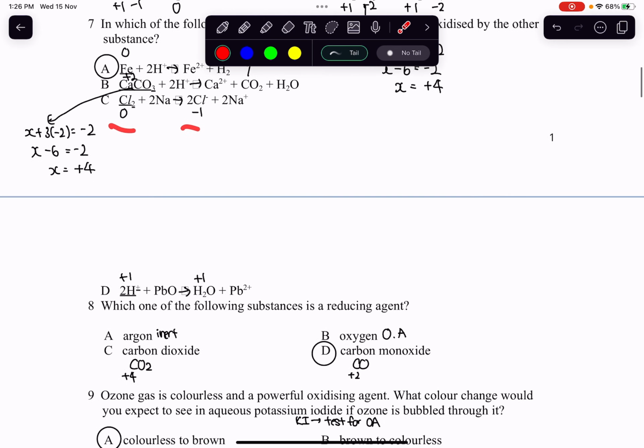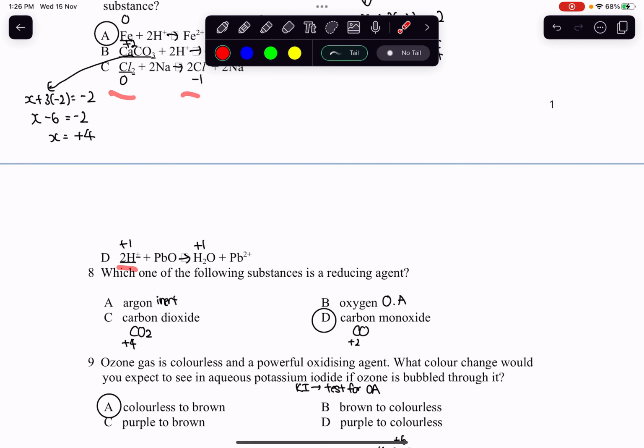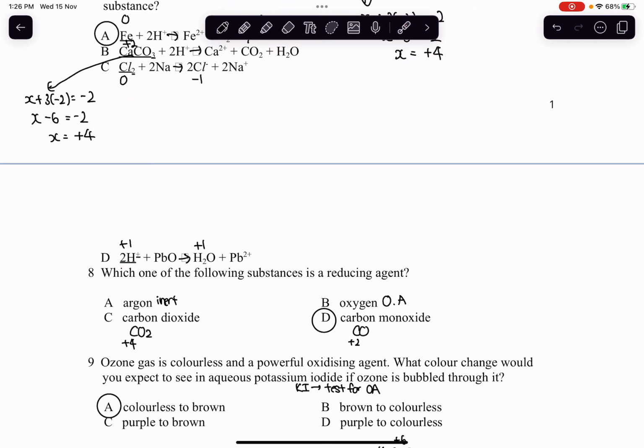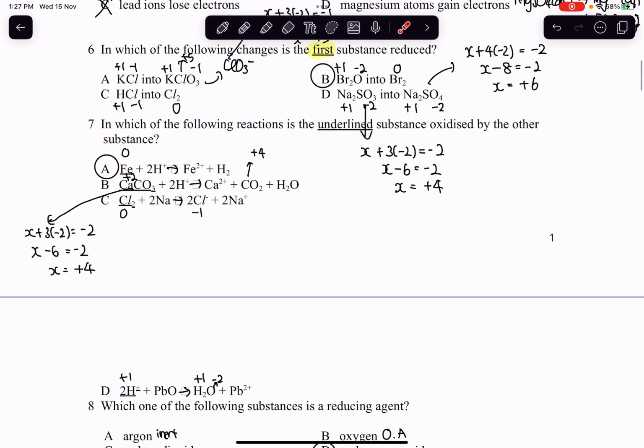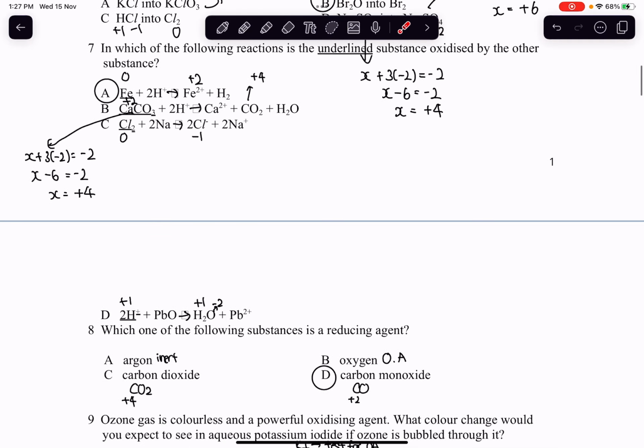Last but not least, part D, you have H plus and H2O. You notice that in H2O, the O will take a minus 2, so each H must take plus 1. So plus 1 to plus 1, no change in OS. So it's neither oxidized nor reduced. Answer must be A. Double check why it is A. OS of iron is 0 because it's an element, and then it's oxidized to plus 2 in Fe2+. An increase in oxidation state is oxidation. So the answer is A.